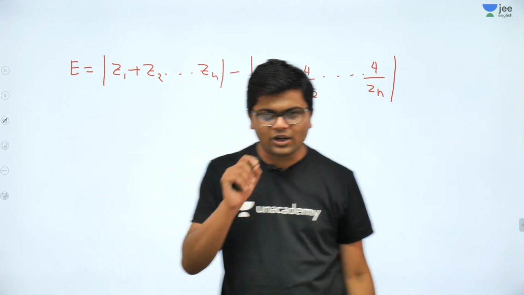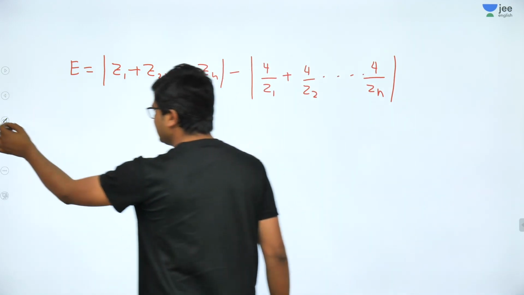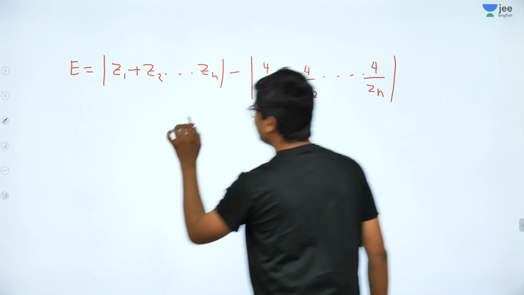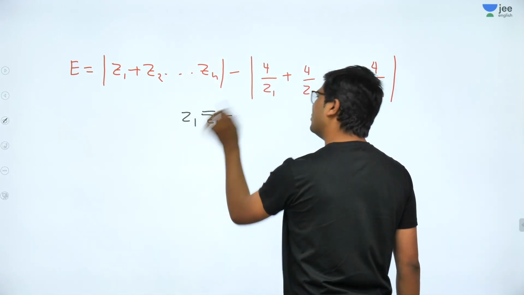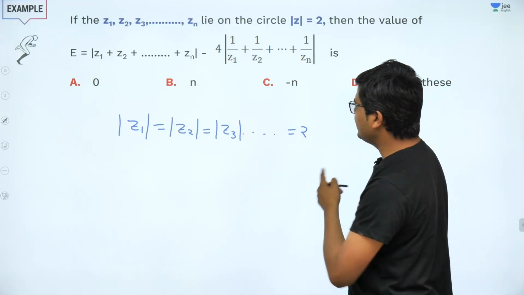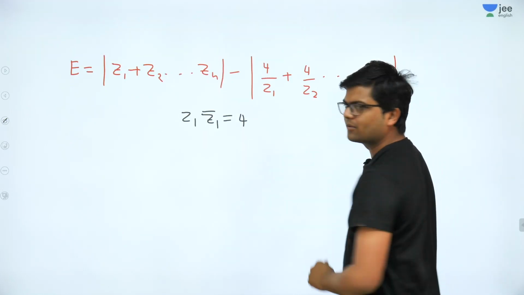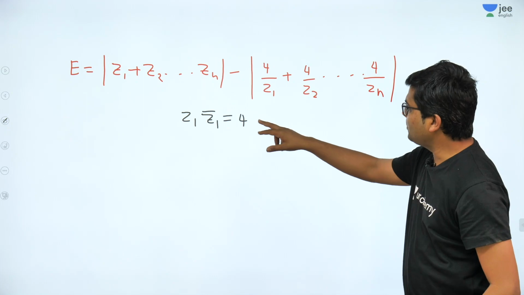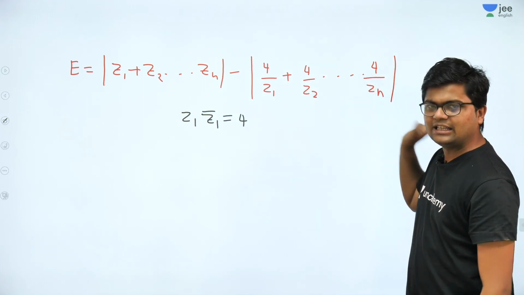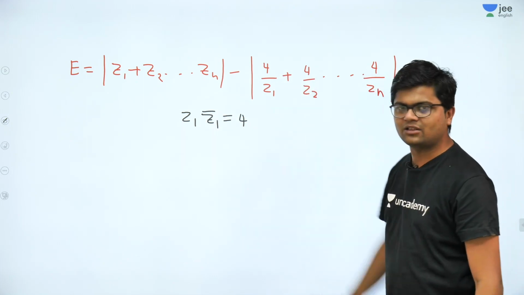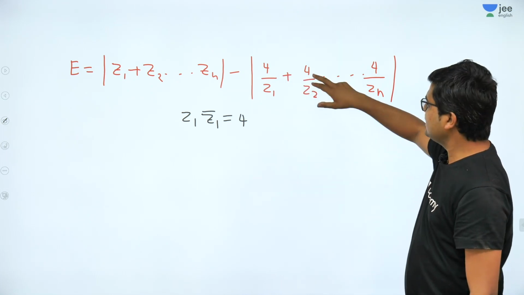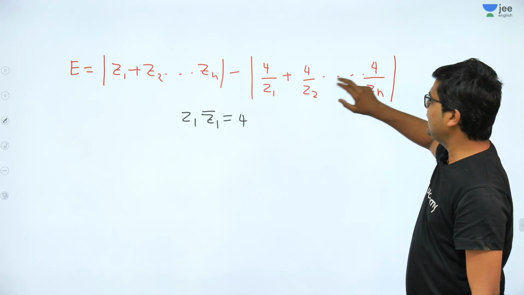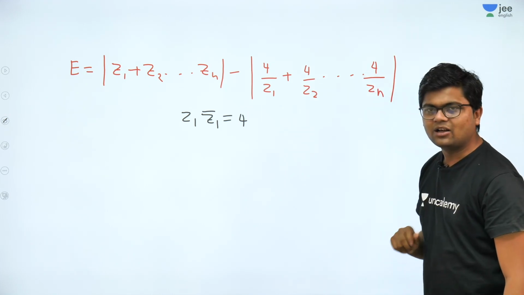Now this 4 has a bigger role to play. This 4 can be written as Z1 conjugate is mod Z1 square. Now mod Z1 is how much? 2. So it can be written as 4. Now substitute each 4 in these terms from these complex numbers. So this 4 I will write Z1 Z1 bar, this I will write Z2 Z2 bar, and this I will write Zn Zn bar. Why?